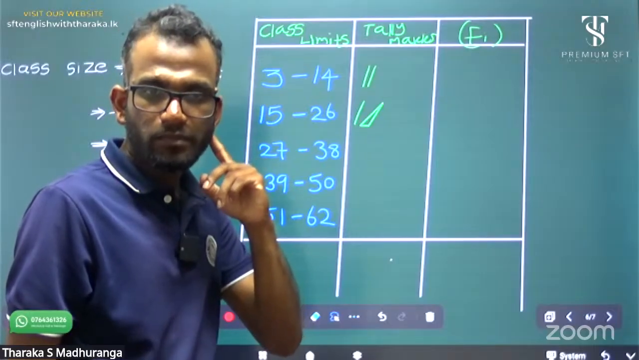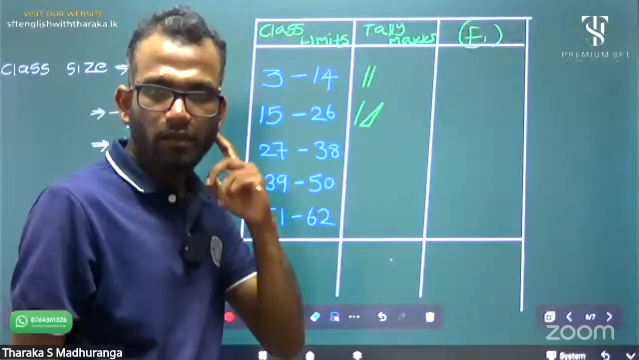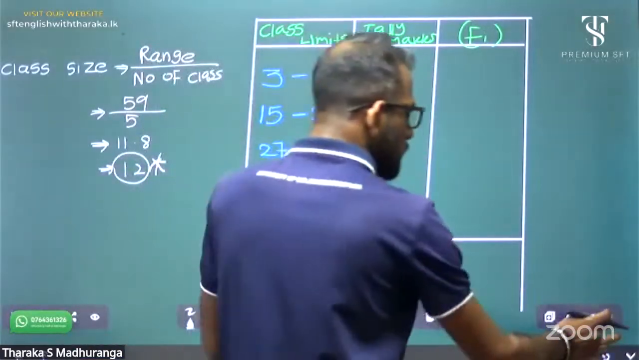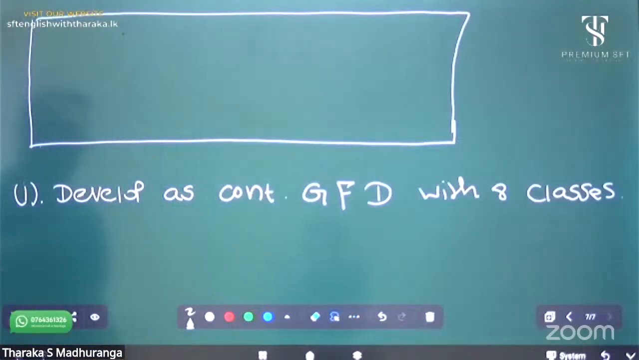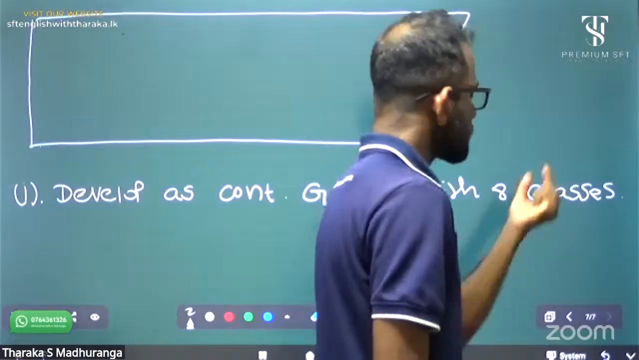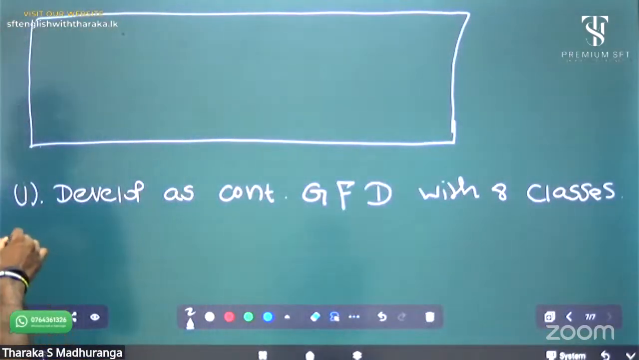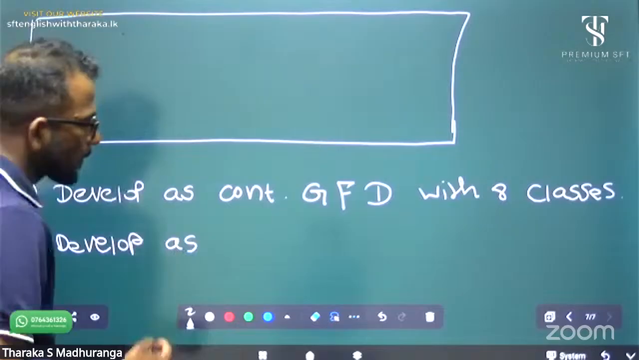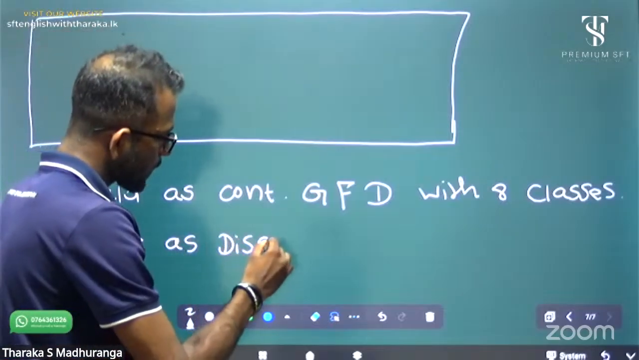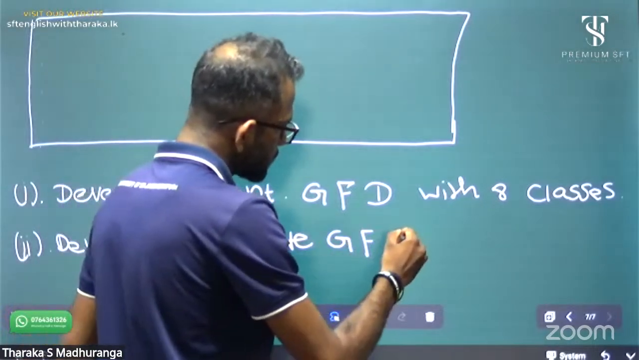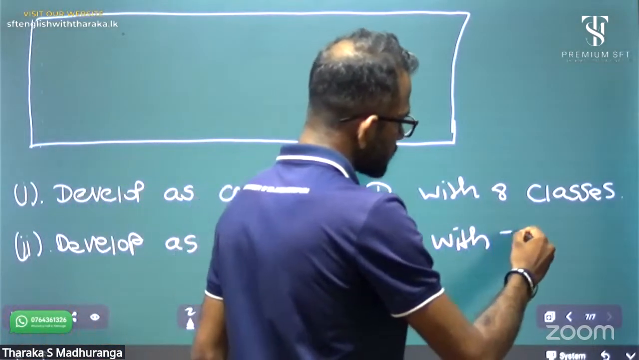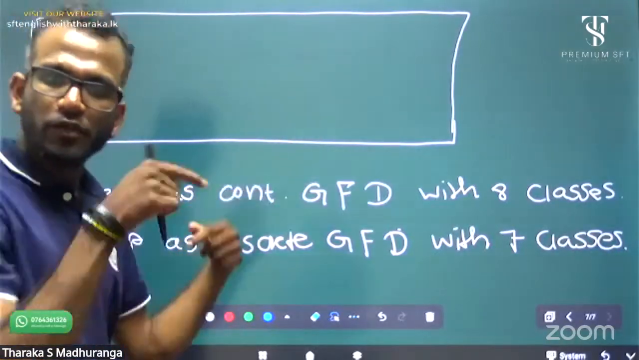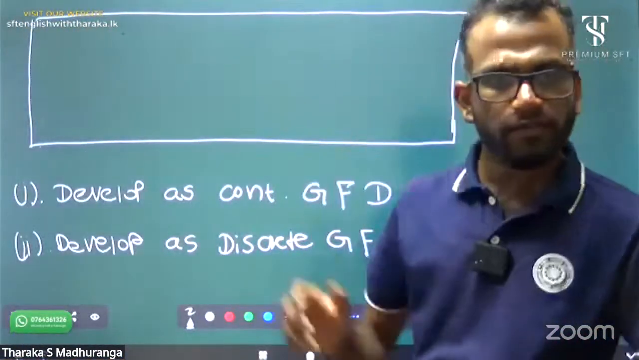Okay. Yes, good question. Like this, if you have any doubt, you can ask. Develop as a continuous group frequency distribution with 8 classes. Second one, develop as a discrete group frequency distribution with 7 classes. Okay, that's your homework. I will send the data set to the group. Keep a space here. I will send a photograph into the group.